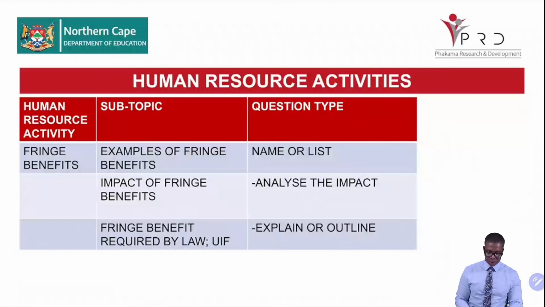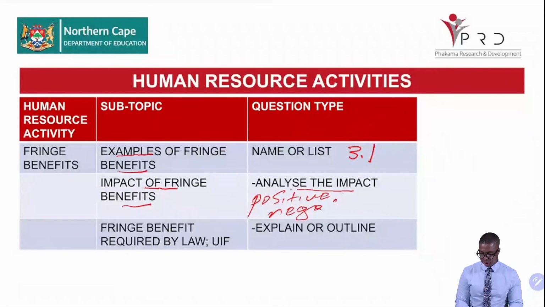Then we look into fringe benefits. Firstly, the examiner can also say name the fringe benefits. Keep that in mind. You might be expected to name the examples of fringe benefits, and do not make a mistake of writing UIF. UIF is not a fringe benefit, so it should not appear should they ask you to name the fringe benefits. Then you should know the impact of fringe benefits, wherein we are saying analyze them, explain them, or discuss them, and you are allowed to provide both positives and negatives.